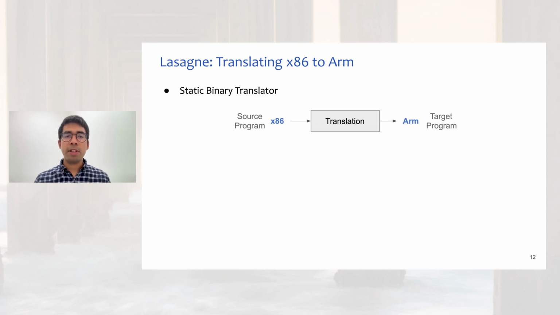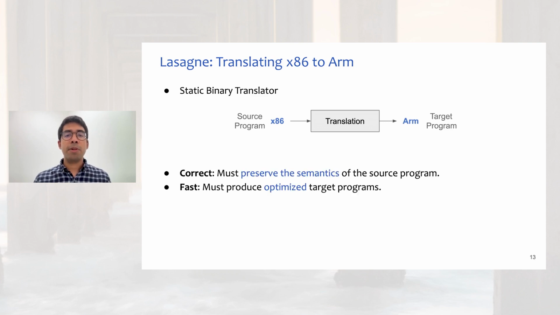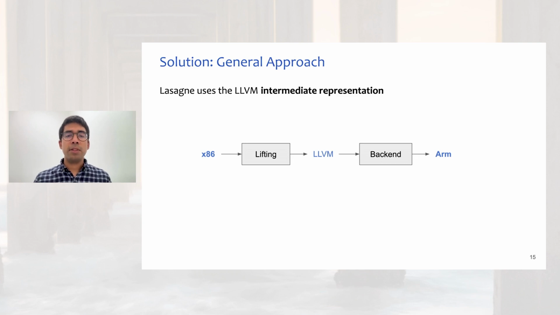The structure of our Lasagne system is as you can see here. In particular, I want this translation to be correct and fast. That is, the semantics of the original x86 program must be preserved, and the resulting ARM program must also be reasonably fast. We build Lasagne using LLVM as its intermediate representation.